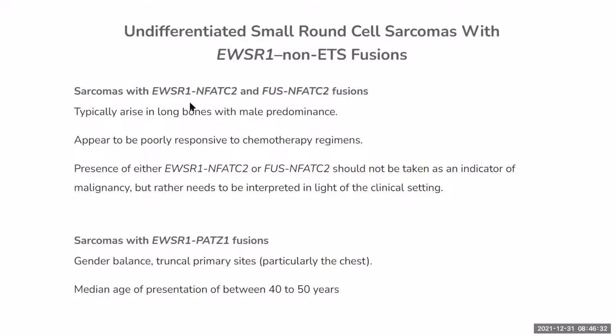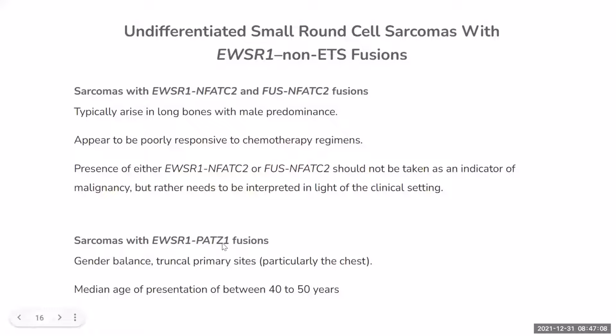This is sarcoma with EWSR1 NFATC2 and FUS NFATC2 fusion. They typically arise in long bones with male predominance. These are based on only 30 patients that have been characterized. They appear to respond poorly to chemotherapy. Presence of either of these should not be taken as an indicator of malignancy, but rather needs to be interpreted in light of the clinical setting, because these translocations can be found even in benign bone lesions.